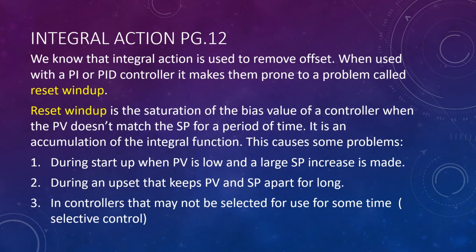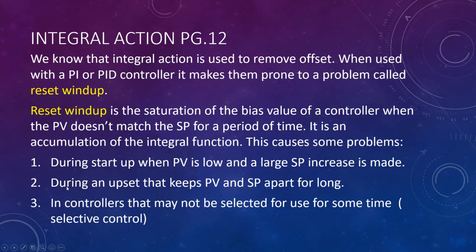Very fancy sounding. Basically, what they're saying here is that it is an accumulation of the integral function, or an accumulation of error over a period of time. And I'll show you a picture here shortly that will give you a much better idea of what this really does. But reset windup causes some serious problems, to be honest with you. During startup, especially when the PV is low and you make a large set point increase. So what's happening here is you're essentially making a very, very large error, and that's problematic. And you'll find out why, because the math is being done on the amount of error that there is and how long it stays around. And if the difference between our PV and our set point is large, it complicates things, it makes it worse.